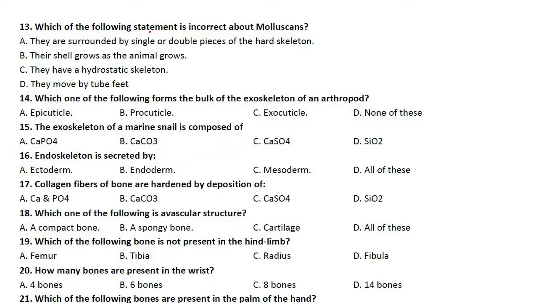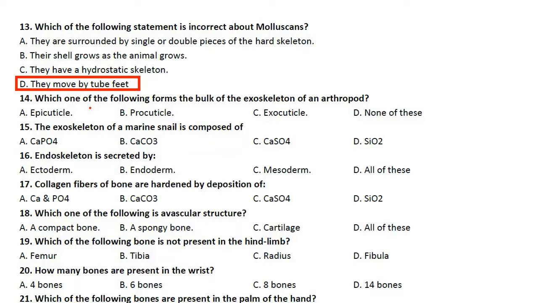In the first part A we have, they are surrounded by single or double piece of the hard skeleton. Yes, they have. Option B is the shell grows as animal grows. Exactly, that is correct. They have hydrostatic skeleton. Yes, that is present. So they move by tube feet. No, they don't have any tube feet. So option D is correct.